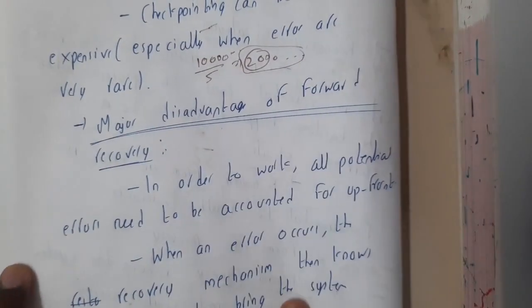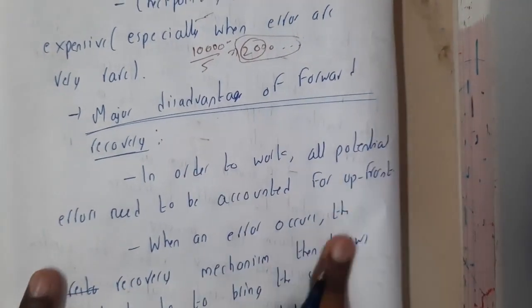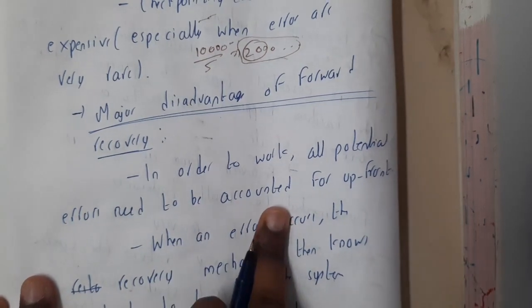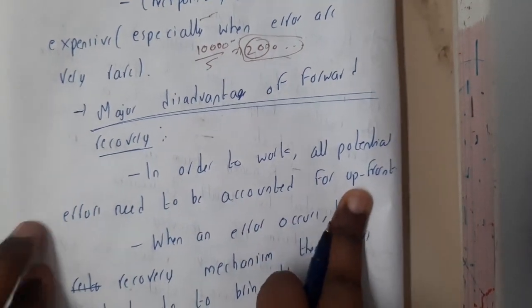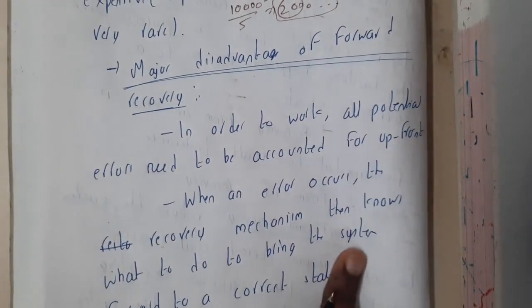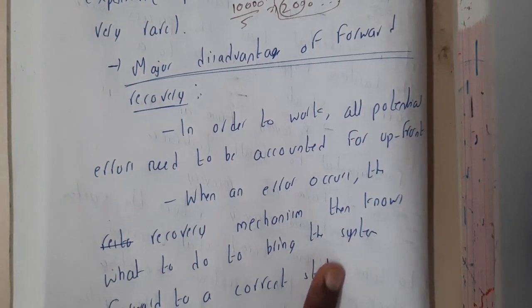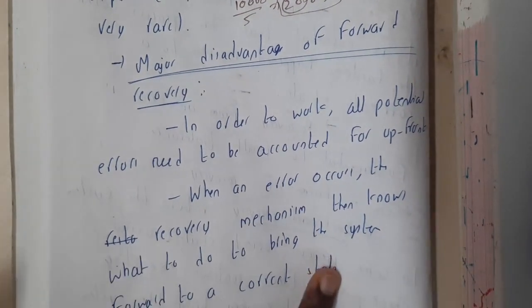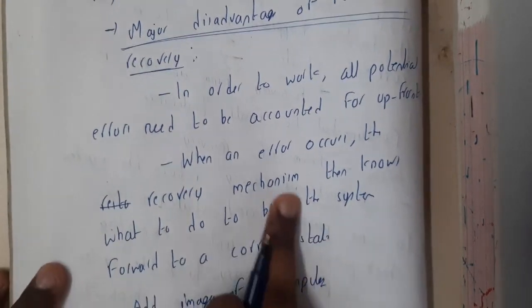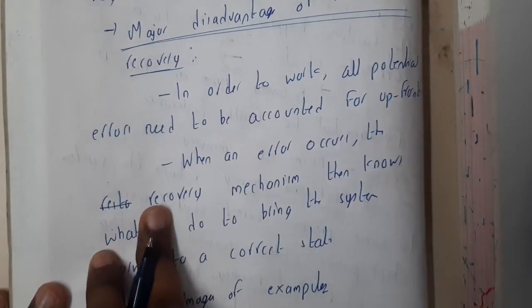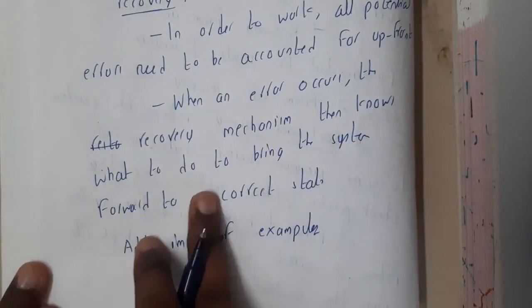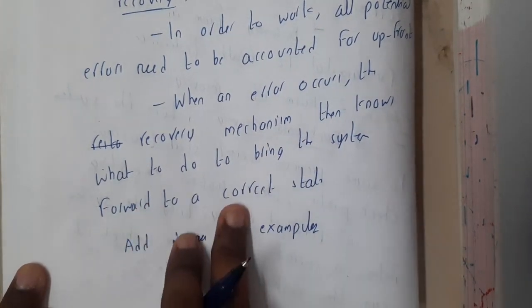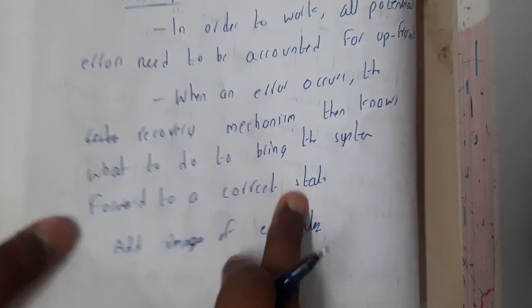Whereas coming to forward recovery, in order to work, all potential errors need to be known upfront. So basically you need to know everything about your future, guys. That's impossible, right? That is the reason why this method might not be used in reality. When an error occurs, the recovery mechanism then knows what to do to bring the system forward to the correct state. So this is the concept of backward and forward recovery, guys.